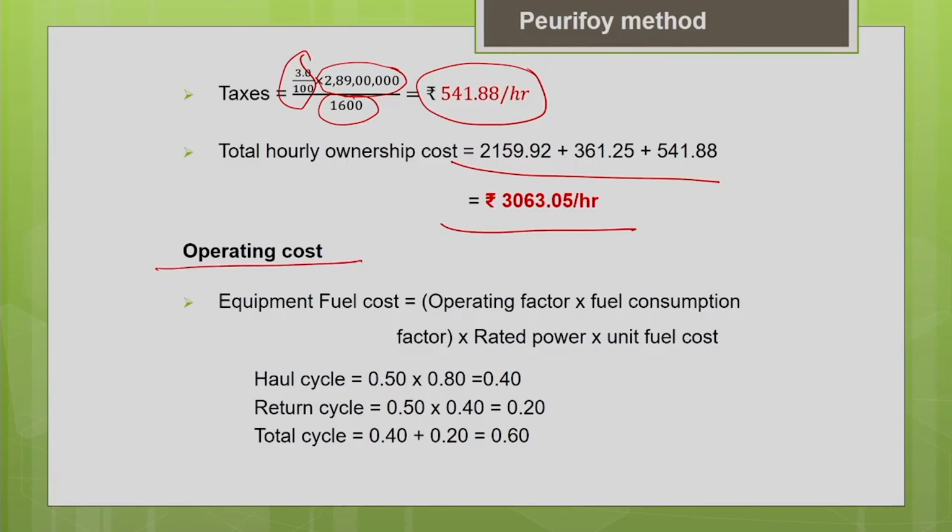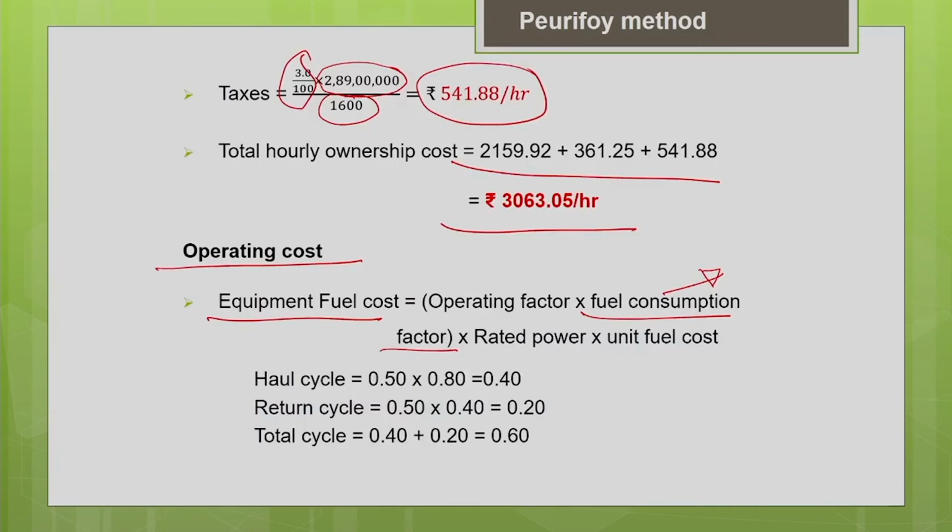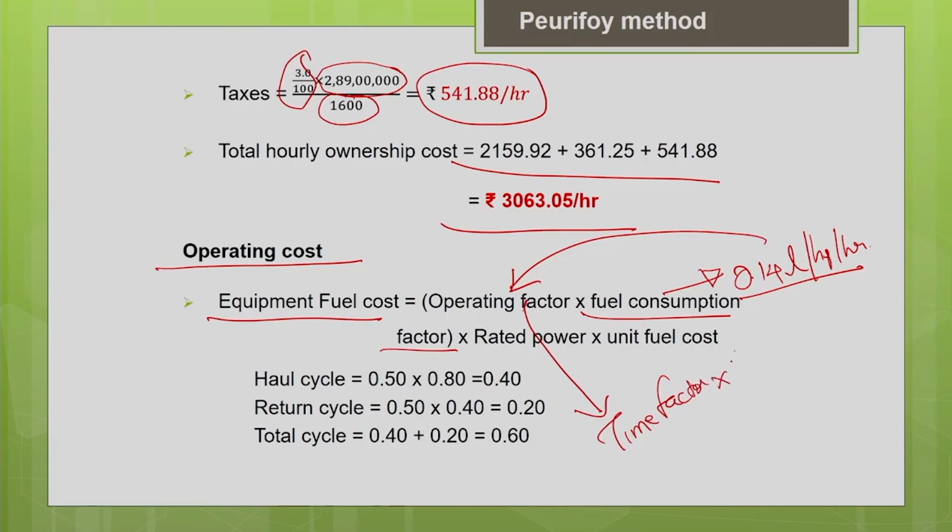Now, let us estimate the operating cost. First, let us estimate the consumable cost, the fuel cost. This fuel consumption factor, as I told you, is given for a standard condition, for the maximum output rate condition. Hope you remember the fuel consumption factor: it was 0.14 liters per horsepower per hour. I have to adjust this factor according to the operating factor in my project condition. The operating factor is nothing but the product of the time factor and the load factor.